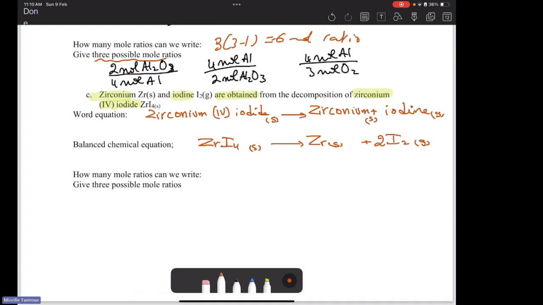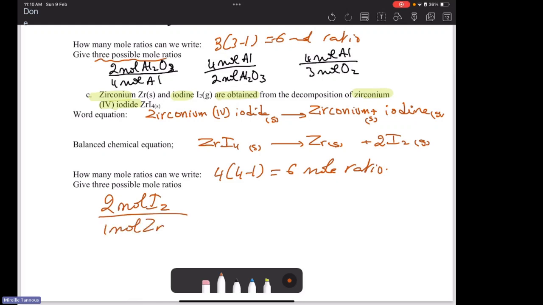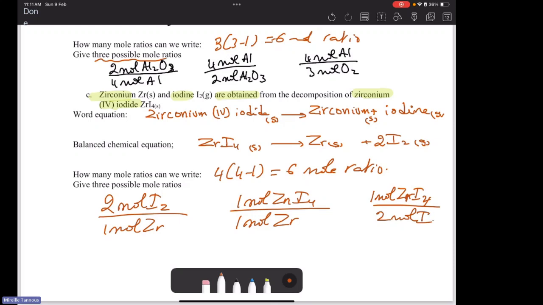How many mole ratios? Again, same formula, 6 mole ratios. Now give 3 possible mole ratios. I'm going to say 2 moles of I2 with 1 mole of Zr, 1 mole of ZrI4 with 1 mole of Zr, and 1 mole of ZrI4, 2 moles of I2, and that's it.